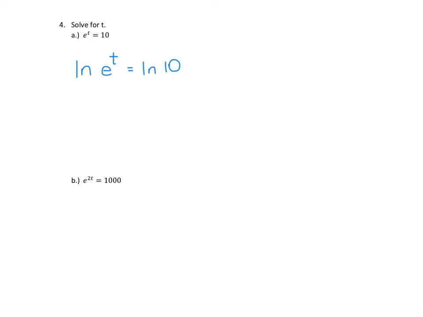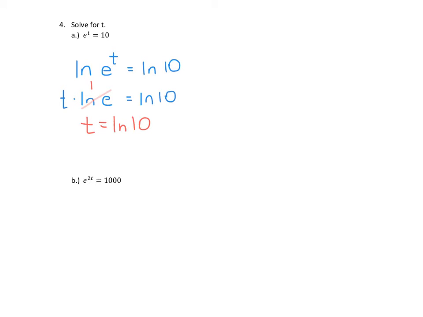We can apply one of the properties of logarithms that allows us to bring the exponent out in front. So then we have t times natural log of e equals natural log of 10. Now natural log of e, well, that's going to go away because the natural log of e is 1. So we then have t equals natural log of 10. So the exact answer for t would be natural log of 10.